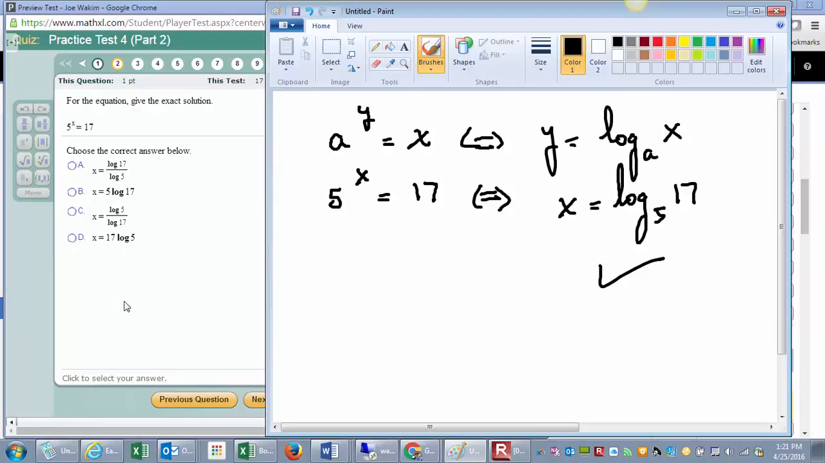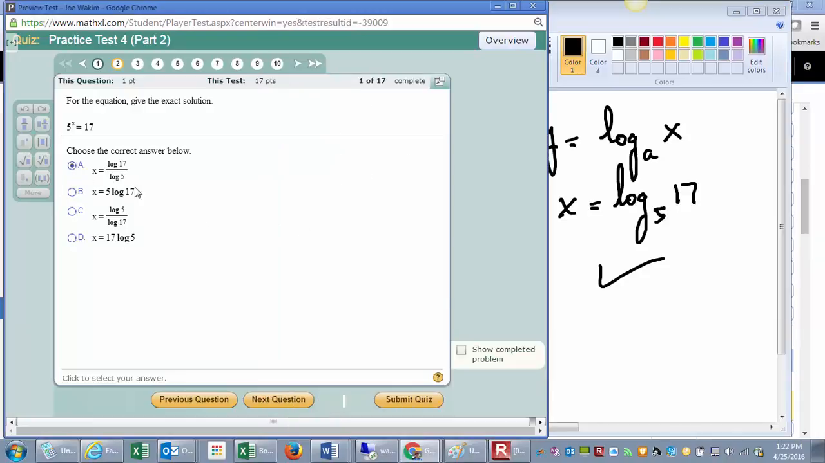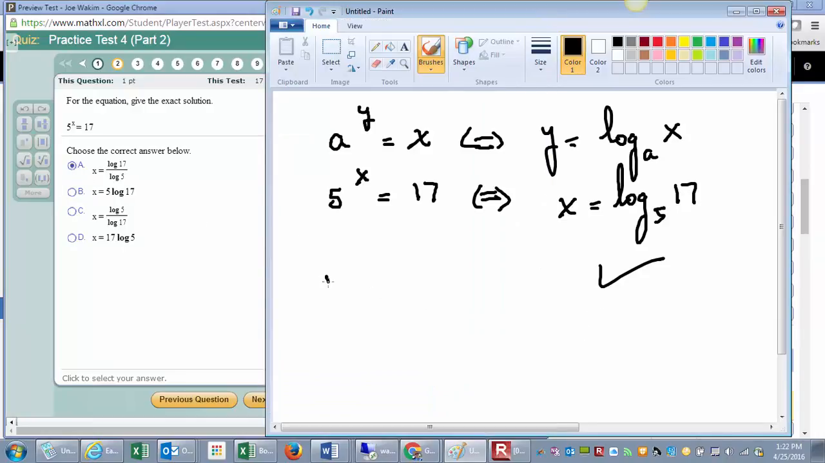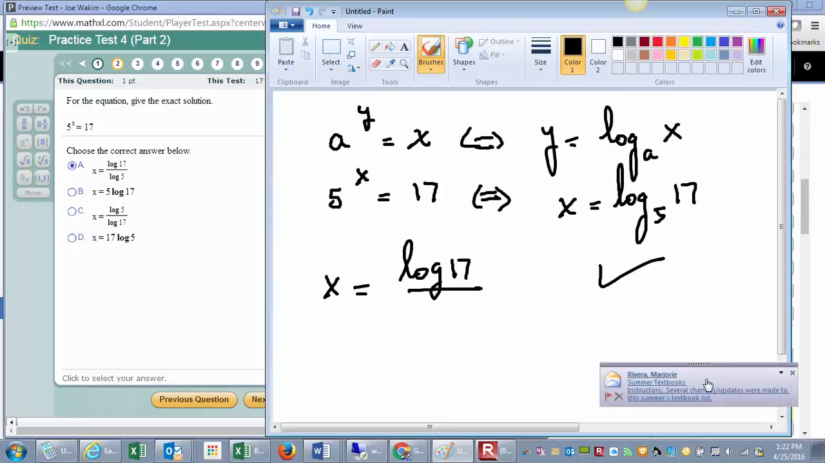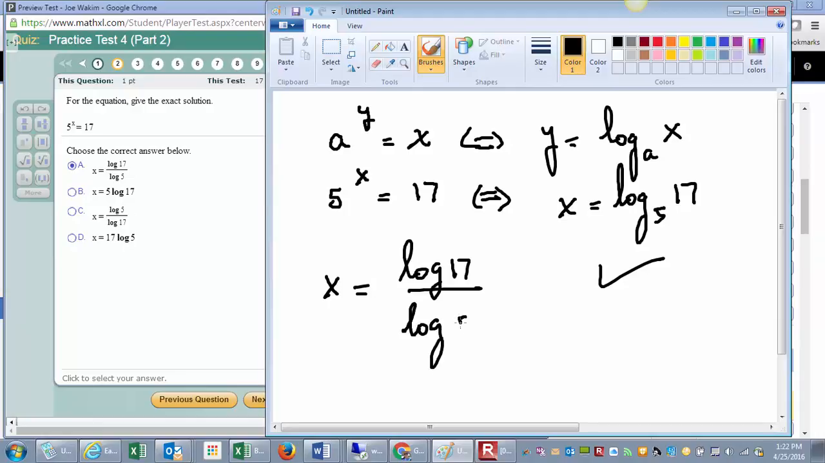Let me see which one will match this one. Log of 17 base 5. This is log of 17 base 5. So A, because look, if you use the change of base, x would be log 17 over log 5. So these are exactly the same, except we are changing the base from base 5 to base 10. So A would be the answer. Let's go to number 3.